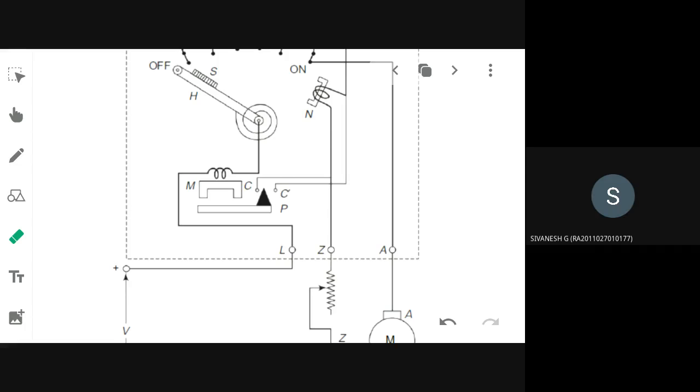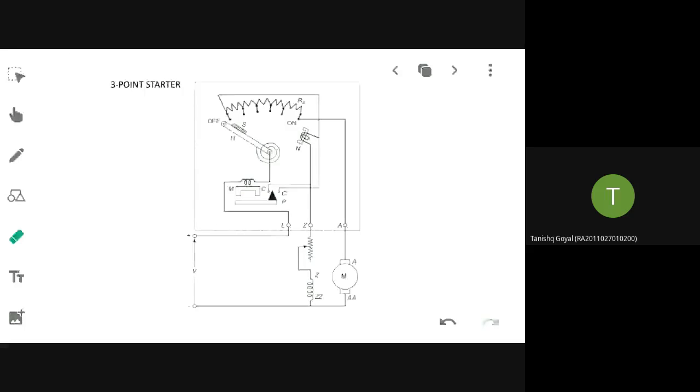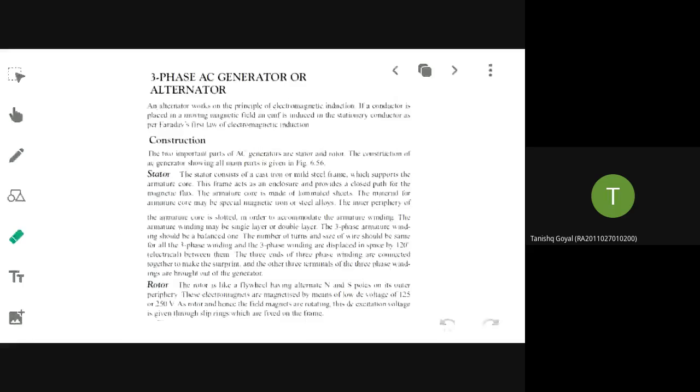Yes, ma'am. Okay, so with this all the DC machine topics are over. Now we will move on to generator and alternator, three-phase machines. Already we have discussed the three-phase induction motor.